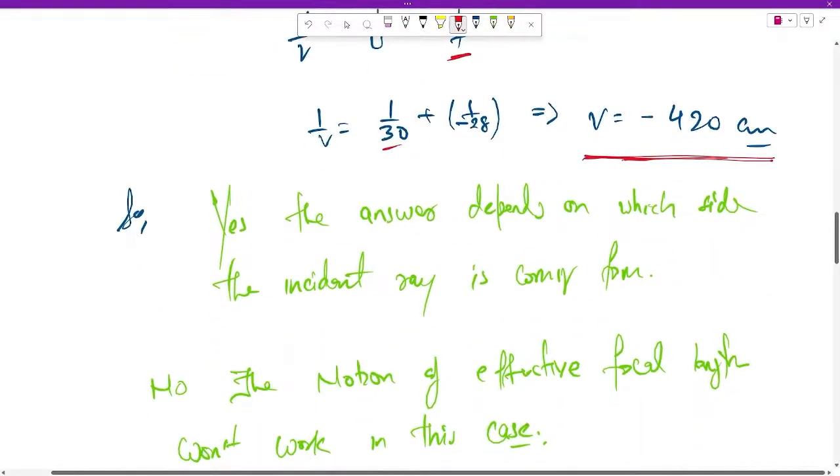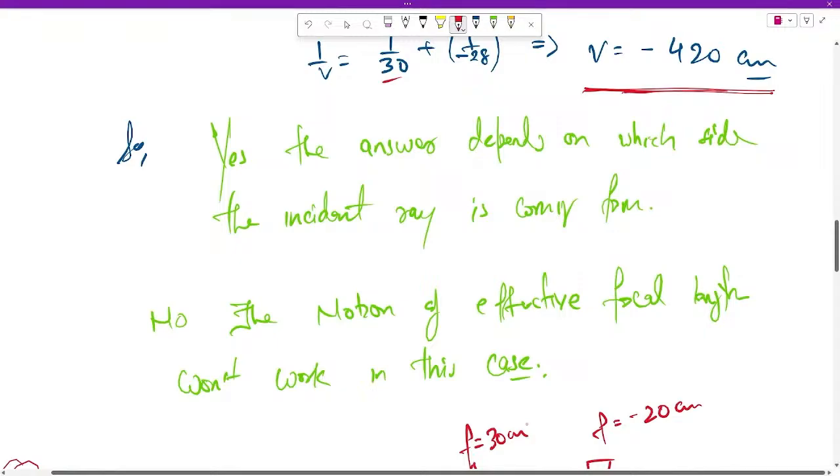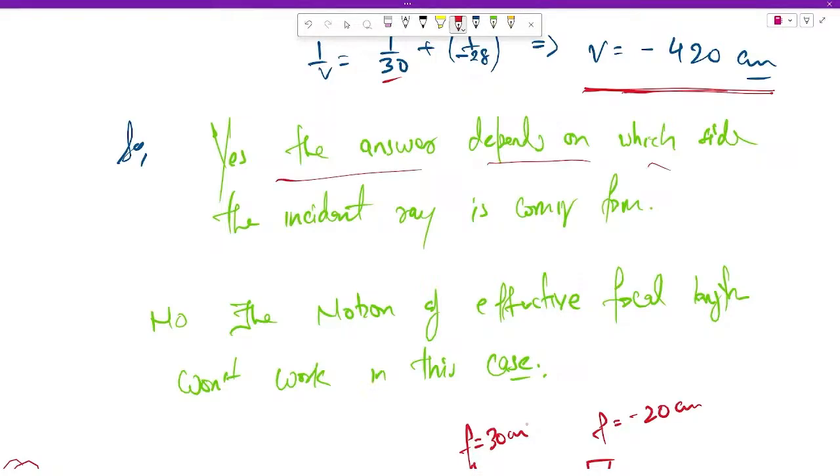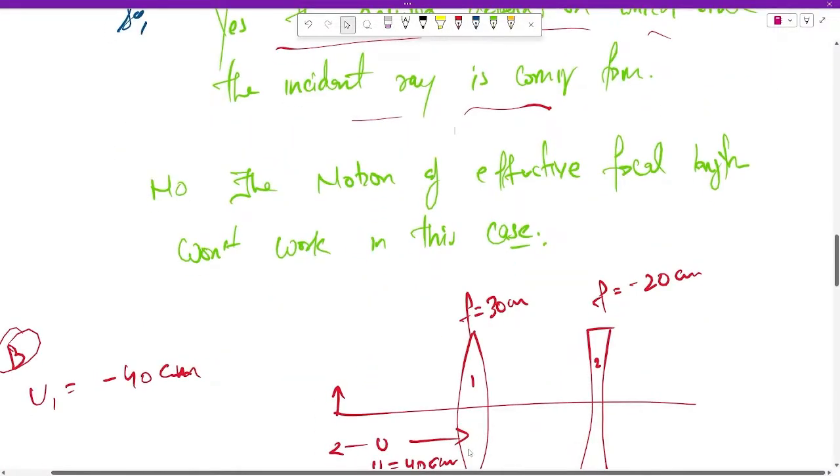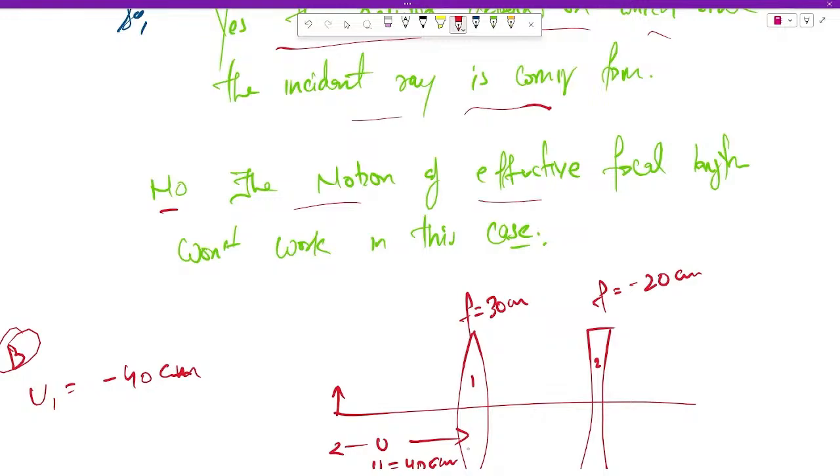Now we can comment, seeing this result, that it changed from the previous case of 220 centimeters, so we can say that yes, the answer depends on which side the incident ray is coming from, because v, the final image distance, has changed. And we can also comment that no, the notion of effective focal length won't work in this case, because there can't be an f effective, as the image position is varying depending upon which lens is receiving the first incident rays.